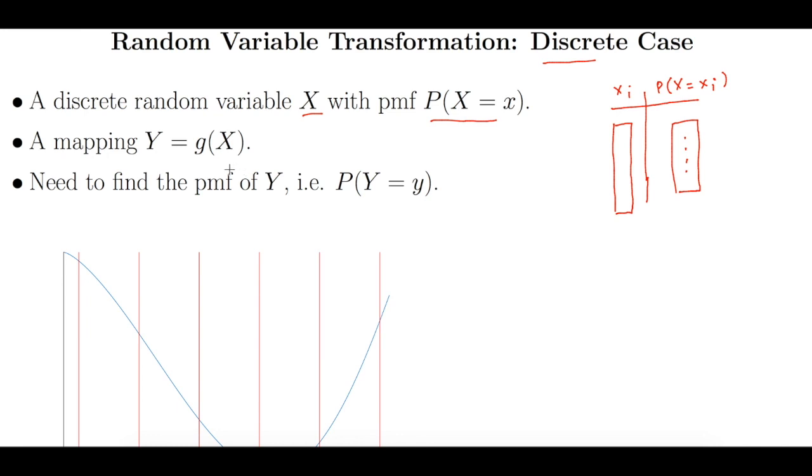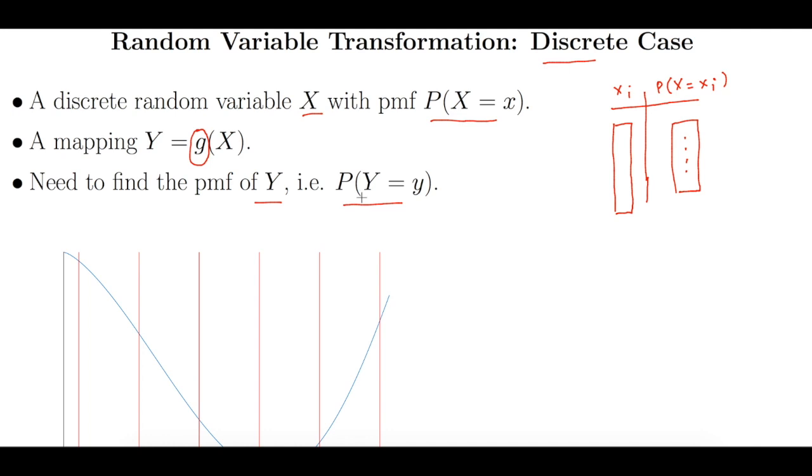Okay, and then we have a mapping from x to y given by some mapper g. So this g can be a proper function, it can be some other kind of mapping, and we'll see what are the situations in which we will be using our g. And what we want to find is the PMF of y, which is the probability of y is equal to y. So in other words, we want to find a table like this for y.